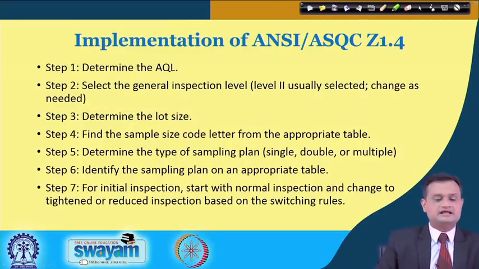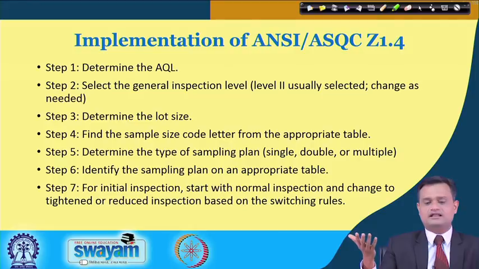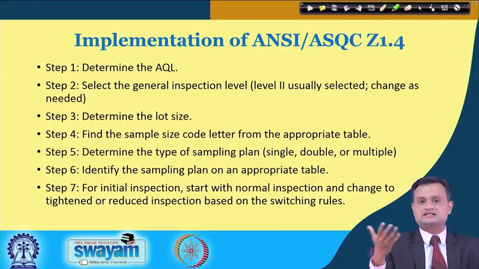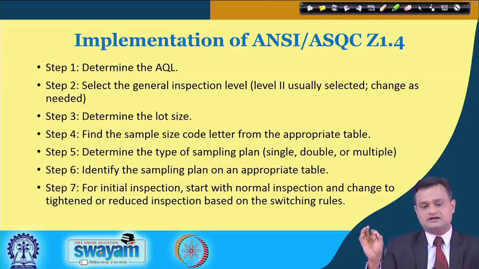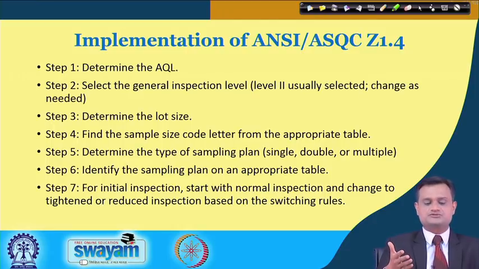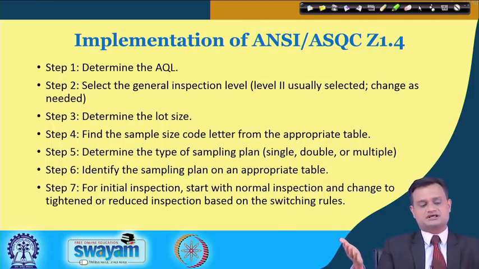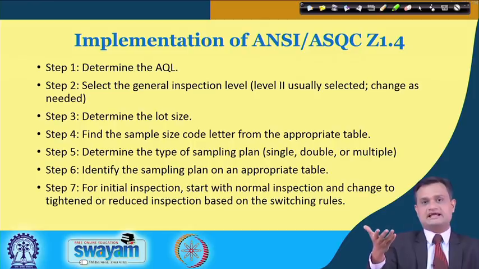Determine the AQL, select the general inspection level, level 2 is usually selected, determine the lot size, find the sample size code letter from the appropriate table, determine the type of sampling plan, single, double or multiple, identify the sampling plan on an appropriate table, and for initial inspection start with normal inspection and change to tightened or reduced inspection based on the switching rules, as I explained.